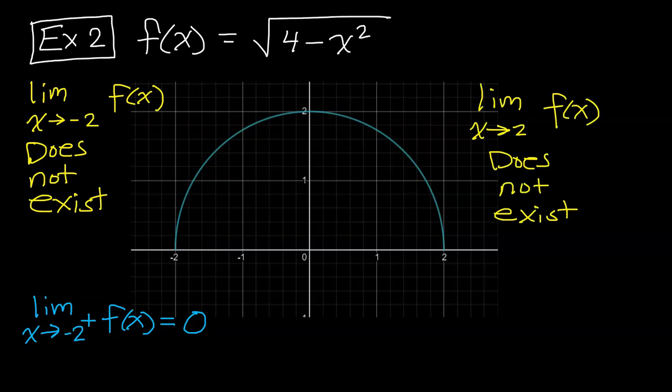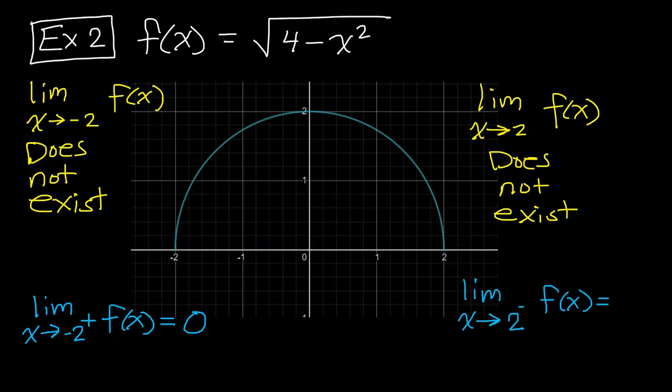Similarly, the limit of f of x as x approaches 2 does not exist. Again, the reason is that for a limit to exist, you have to be able to say that the function approaches the same value from the left and from the right. But the function is not defined on the right. The domain ends here at +2. The function doesn't exist past +2. Because there is no from the right, the limit as x approaches 2 cannot exist.